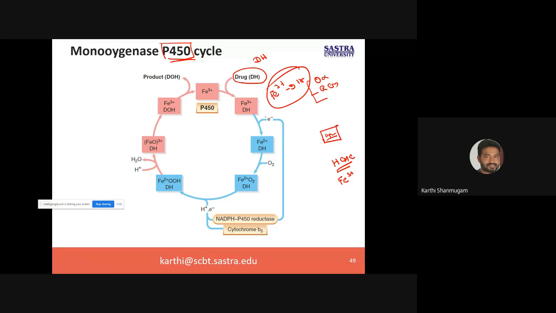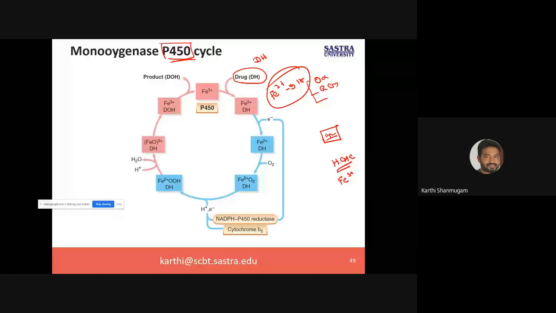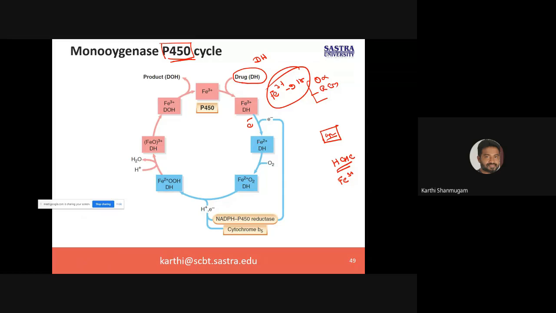In the next step, an electron is taken into the cycle. The electron can be taken either from NADPH P450 reductase or from cytochrome B5; either can act as the source of the electron. Because of the intake of the electron, the Fe3+ is converted into Fe2+. Now the system has the Fe2+ DH drug complex.